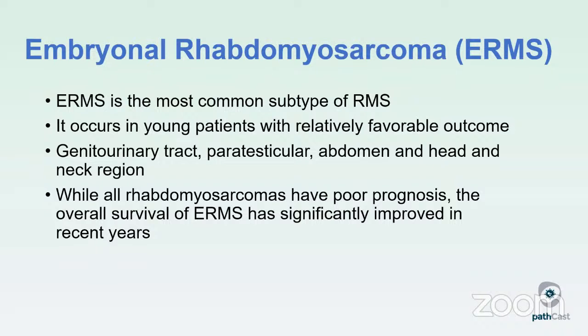In the GU tract, embryonal most frequently arises in the vagina and urinary tract of infants. The ones that occur in the uterine cervix and corpus are uncommon and are usually associated with a later age of onset. All rhabdomyosarcomas have poor prognosis, but the overall survival of embryonal has significantly improved in recent years.